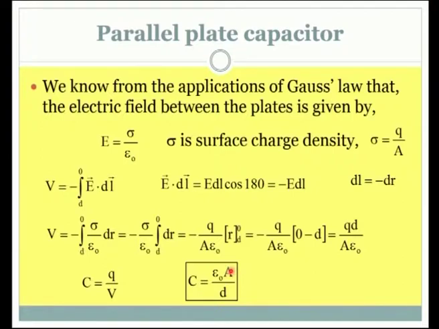What is A? A is the area of the capacitor plate, and what about d? d is the distance of separation. Epsilon naught is the permittivity, and if you want to increase the capacitance of the parallel plate capacitor, we need to increase A and decrease d, and also introduce a dielectric material which will have a positive value K here, so that the capacitance of the parallel plate capacitor is increased. So, we have got the expression for the parallel plate capacitor also, which is a very important expression.